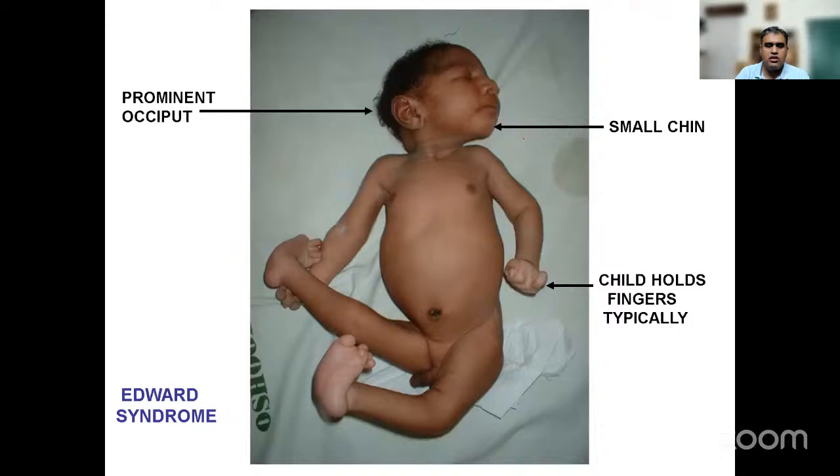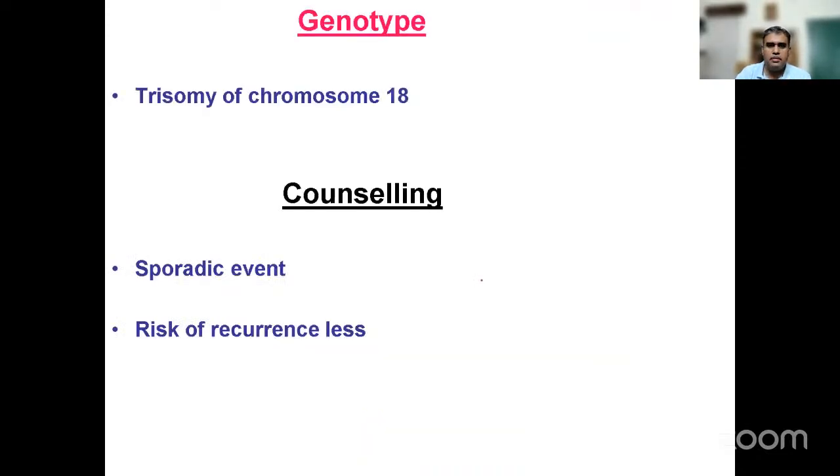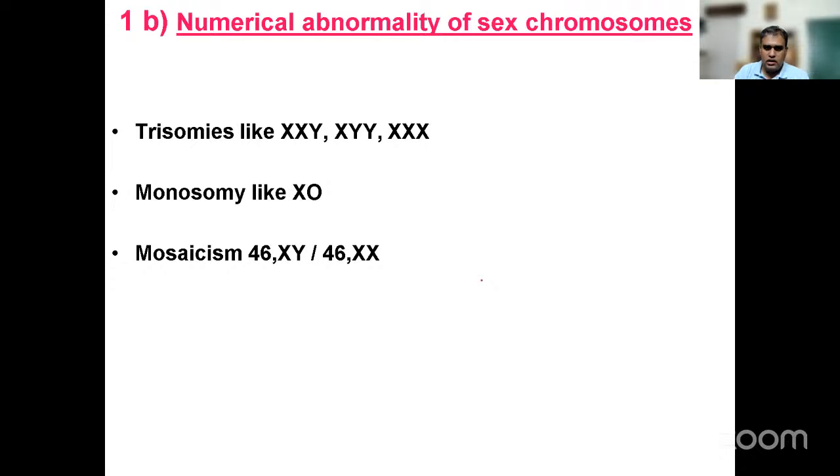Okay, one image of Edward syndrome over here. In Edward, the prominent occiput, small chin, and the child holds fingers typically like this in a different manner. Trisomy 18, as you can see in this 18 number. You can also see the sequence of the karyotype, from the largest chromosome to the smallest one, in decreasing order. Genotype, trisomy 18. So chromosome number we are seeing.